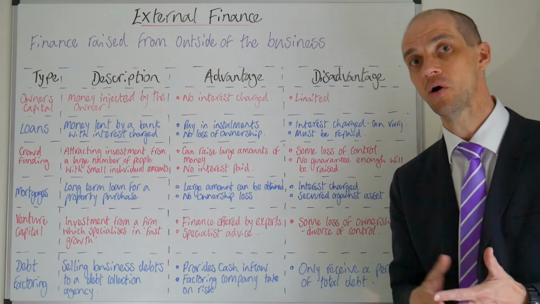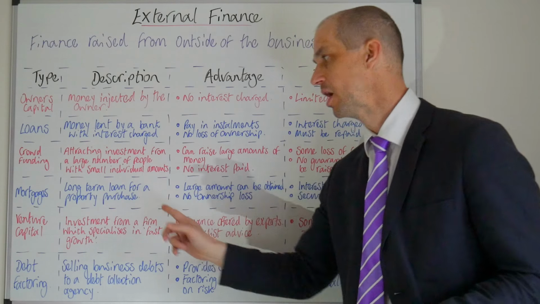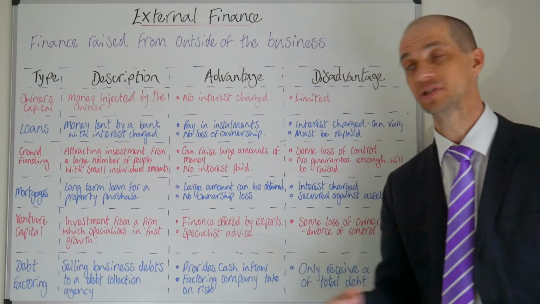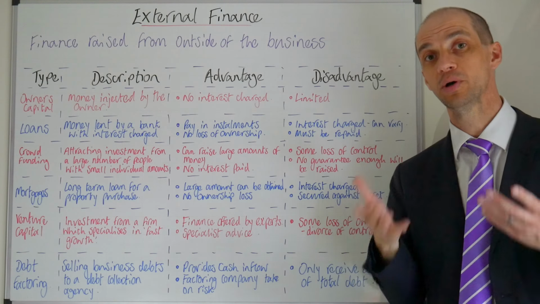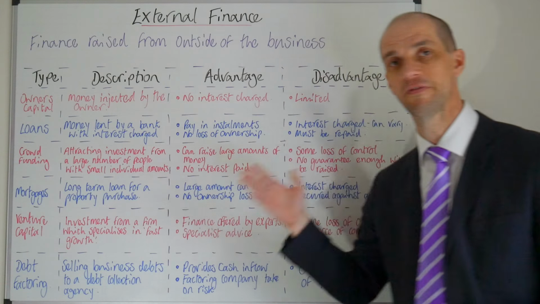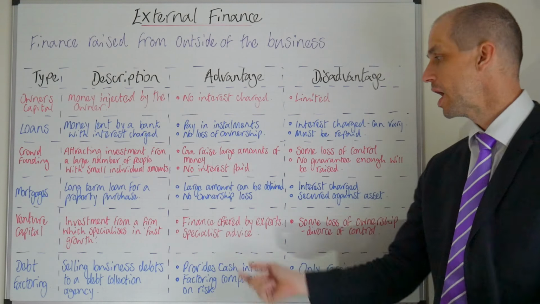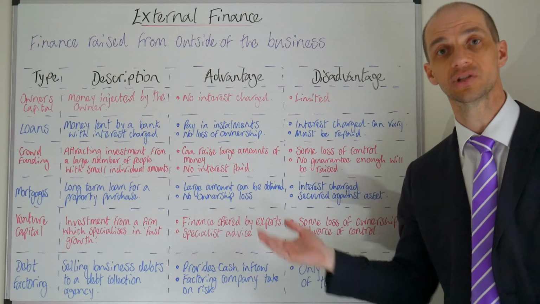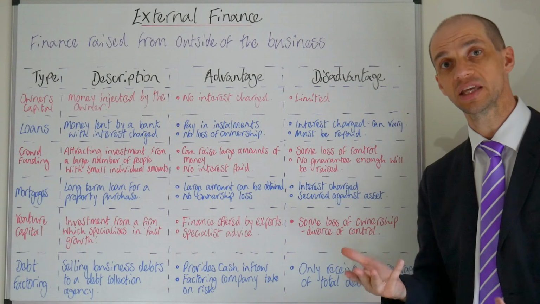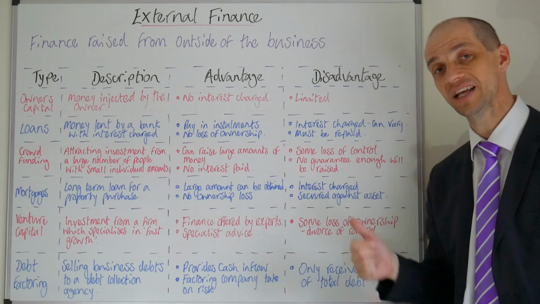Well, these are entirely appropriate for long-term borrowing to buy a property. Okay, so to buy buildings, it's absolutely 100% fit for purpose, really. Okay, the large amount can be obtained. There's again no loss of ownership, and we see that yes, interest will be charged and it is secured against the asset.